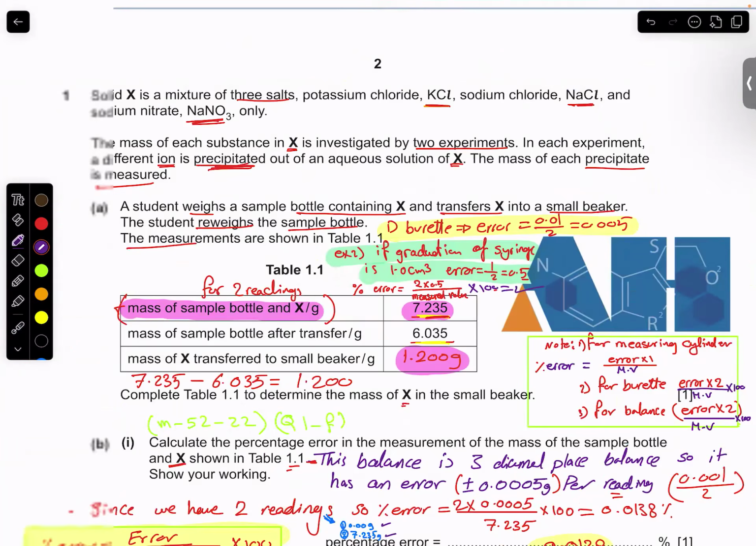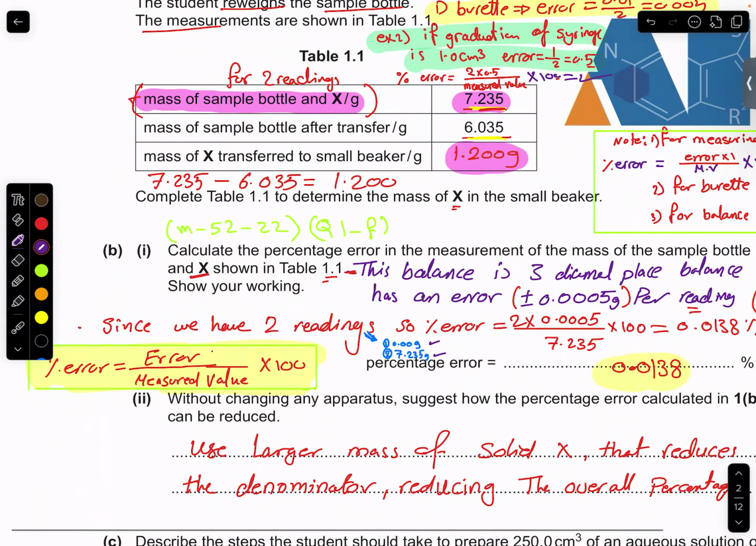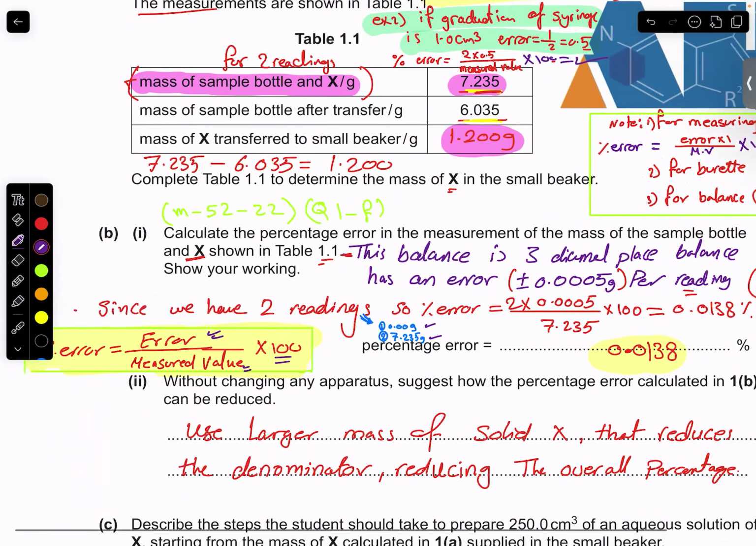So the percentage error depends on how many times you measure the reading. If you measure it 1 time, multiply the error by 1, like the measuring cylinder or the gas syringe. Or if you measure the reading 2 times, for example initial and final like a burette, we multiply the error by 2. And in all of them, at the end we multiply by 100. You know that the percentage error equals the error over the measured value times 100. Type question number 2 without changing.